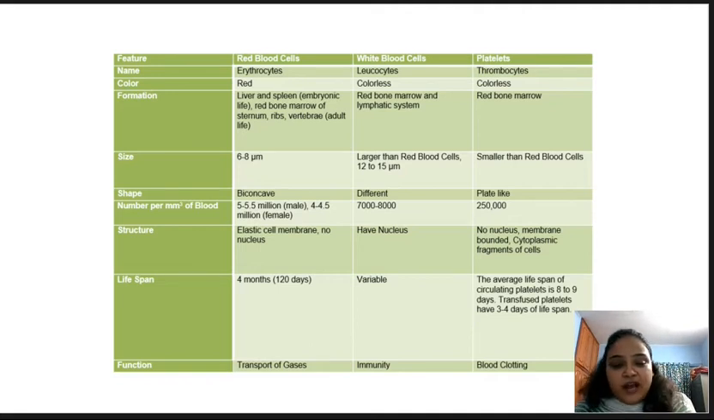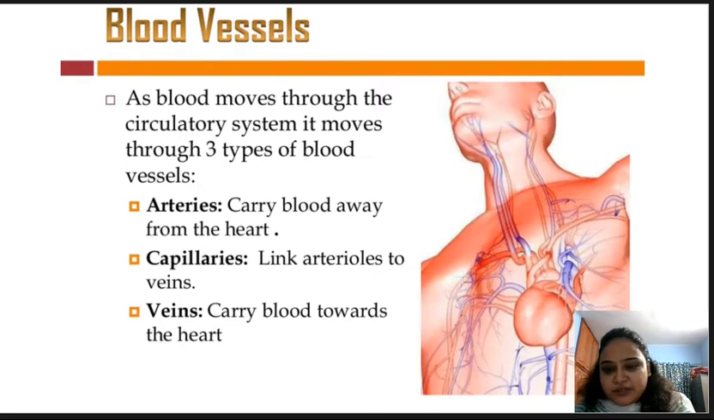The next one we have is the blood vessels. As blood moves through the circulatory system, it moves through three types of blood vessels. The first being the arteries, which carry blood away from the heart. The second being the capillaries, which link arterioles to veins. They carry both oxygenated and deoxygenated blood. The last ones are the veins. They carry blood towards the heart. They carry deoxygenated blood.